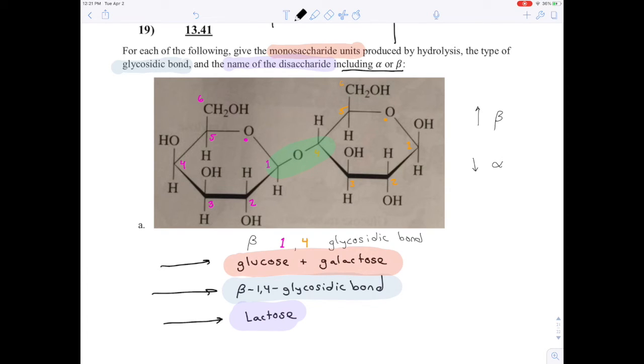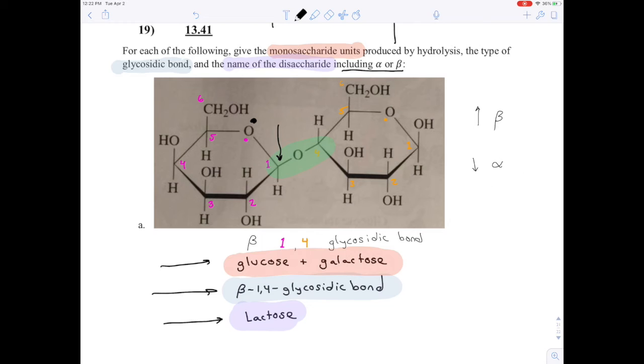Well, remember, when you're identifying whether a ring is alpha or beta, you're orienting yourself by the oxygen in the ring, and you're looking to the carbon to the right of it. So in this case, it would be this one right here. If the oxygen on that goes up, it's beta. If it goes down, it's alpha.